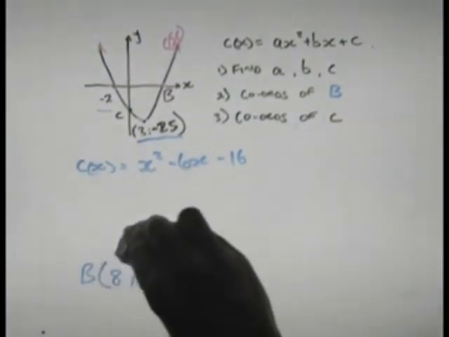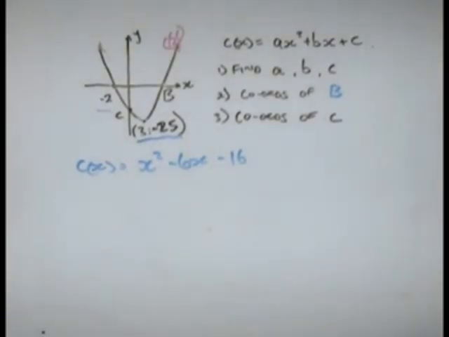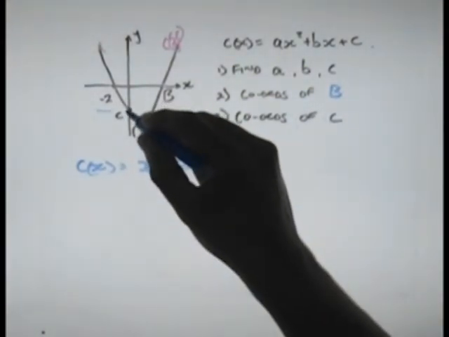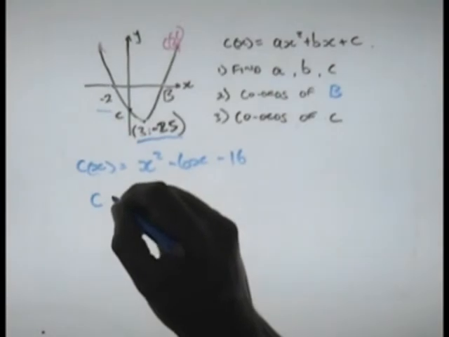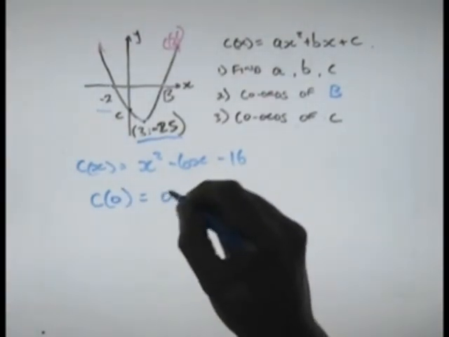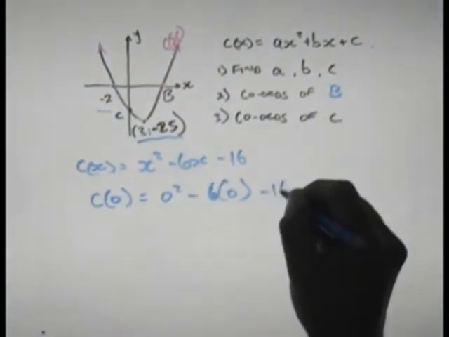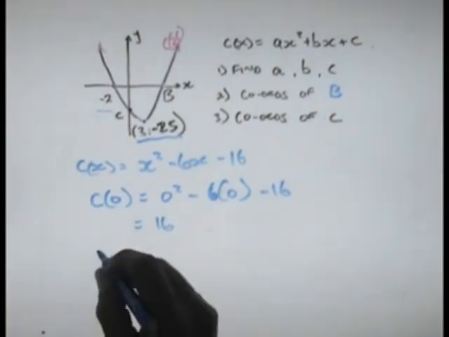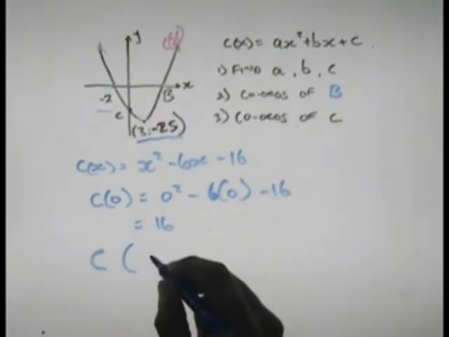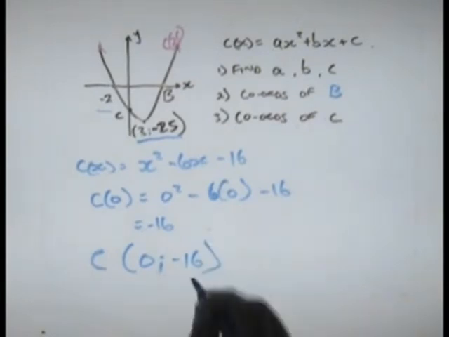The next question said, find the coordinates of C. Now remember C is our y-intercept, which means that at C, x is equal to 0. So we are looking for c of 0, which will be 0 squared minus 6 times 0 minus 16, which is equal to negative 16. That means that the coordinates of C are x is equal to 0, y is equal to negative 16.